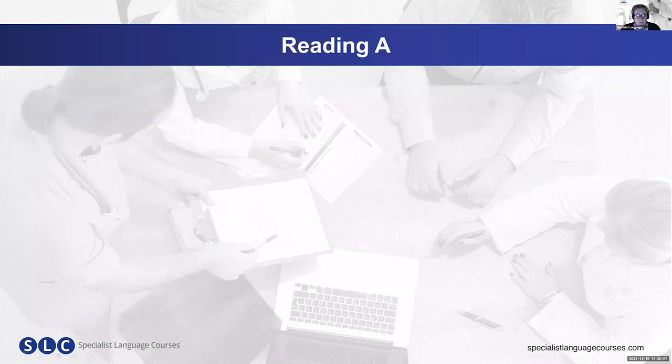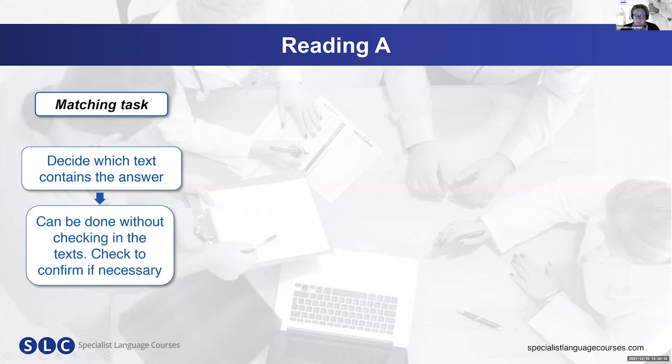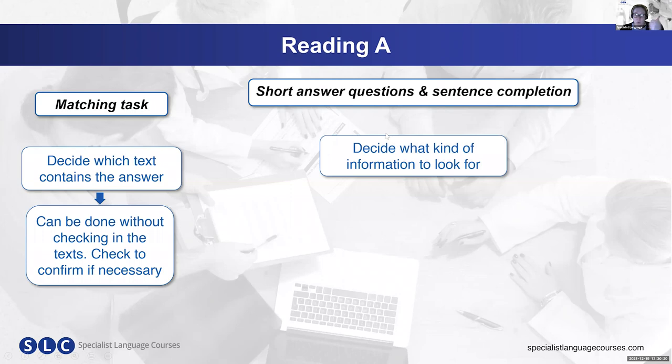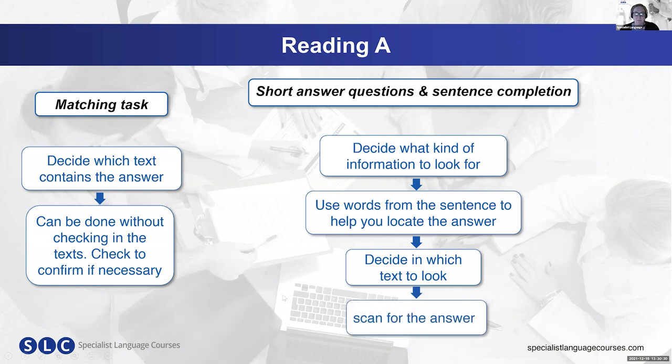So, summary of strategies. Do the matching task first. Decide which text contains the answer. Only look if you need to. For the other tasks, what information are you looking for? What are the keywords? Which text am I going to look in? Go and find it and then move on. Literally, you've got to go that fast.